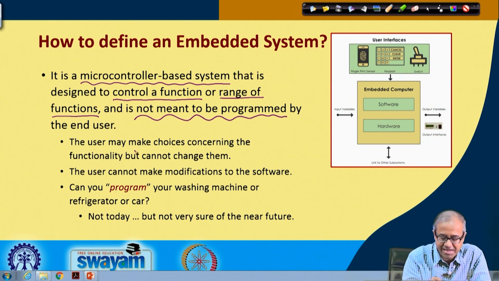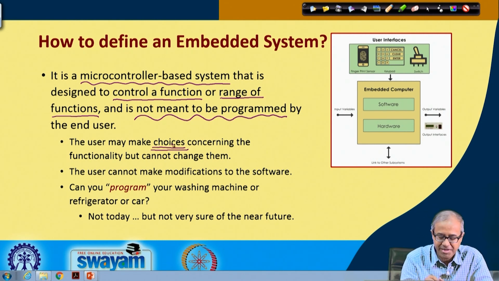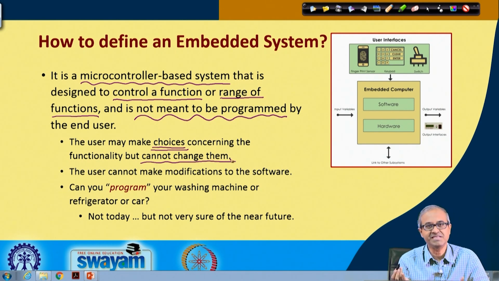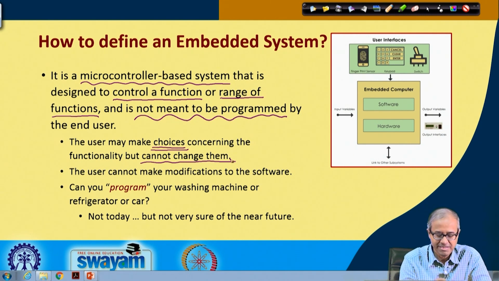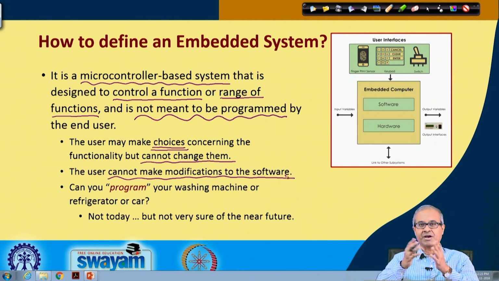So, the user can make choices, like the user can give inputs, for example, through the remote controls, but cannot change the functionality. You cannot change an AC machine into something else, a room heater for example. Okay? The user normally cannot make any modifications to the software, but of course, nowadays systems are becoming more sophisticated.